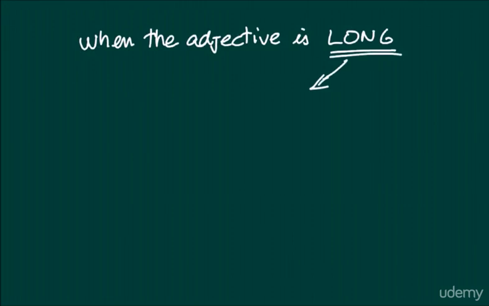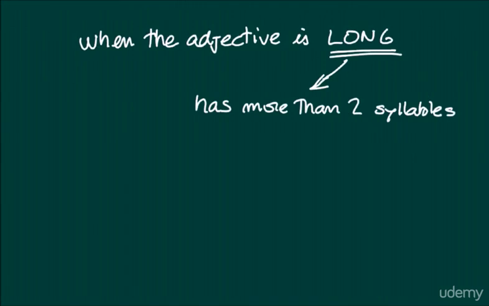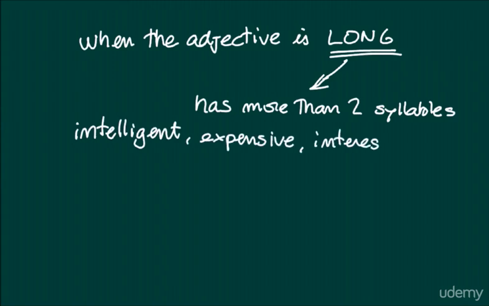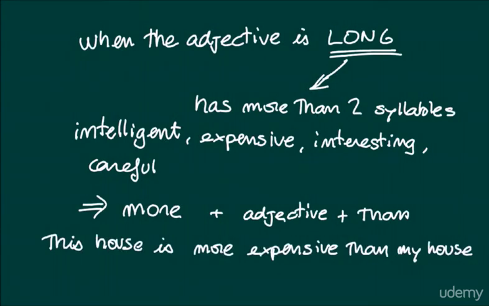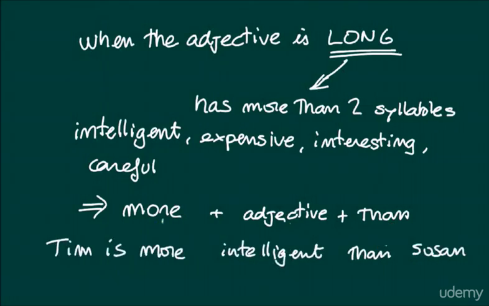Let's see how we create a comparative sentence when the adjective is long. We say an adjective is long when it has more than two syllables, like intelligent, expensive, interesting, or careful. Then we create a comparative sentence by adding more before the adjective and then after the adjective. Look at the examples. This house is more expensive than my house. Tim is more intelligent than Susan.